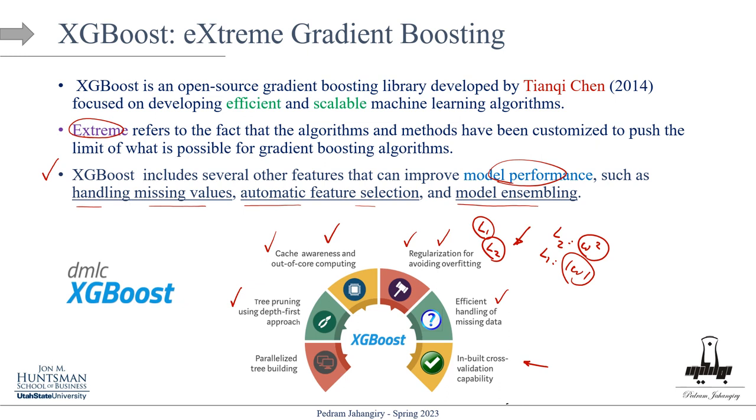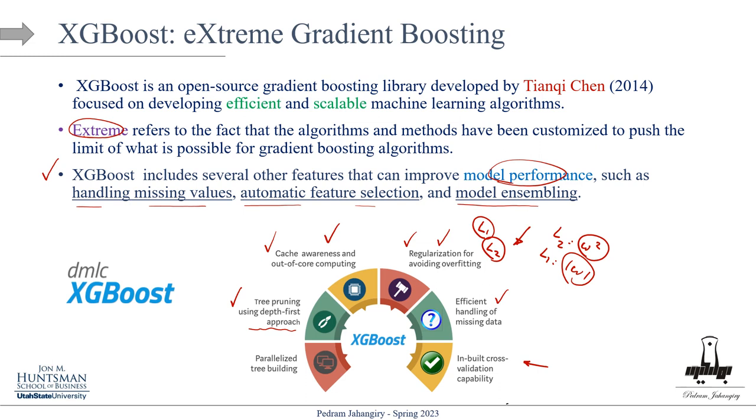Then the other property is the tree pruning method, which is basically using a depth-first approach, right? We know that in GBM, the algorithm would stop splitting a node when it encounters a negative loss, because we said it's a greedy one, right? For that reason, GBM is more of a greedy algorithm. However, XGBoost, on the other hand, makes splits up to the maximum depth and then starts pruning the trees backward, removing the splits beyond which there is no positive gain, right? We can connect this to our leaf-wise splitting method, if you wish. It goes all the way down, that's why we say depth first, and then prunes back from there, okay?